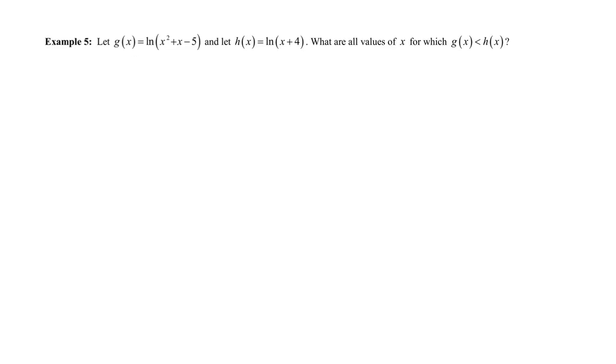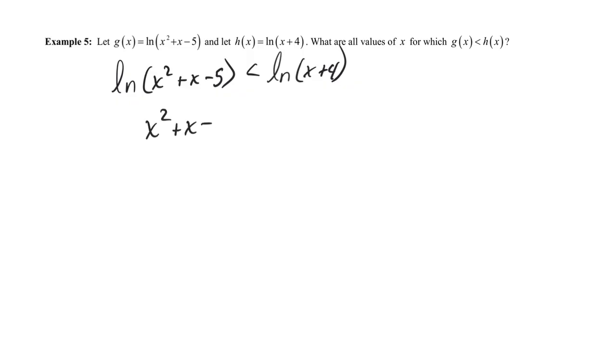All right, so it's the same question written a little bit differently. I want to know when is g of x going to be less than h of x. So let's go ahead and write it out. I got natural log of x squared plus x minus 5 wants to be less than the natural log of x plus 4. All right. I don't really care about the natural logs anymore because they can go away. I'm just going to go x squared plus x minus 5 less than x plus 4.